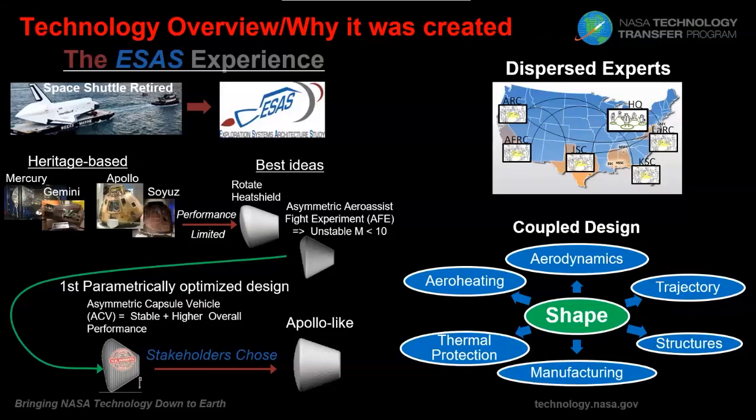And then we proposed this to the stakeholders at JSC. But at the time, we only had limited analysis to show the benefits. And even though there was a good portion at JSC that wanted to carry this technology forward, the ultimate decision was to go back with something Apollo-like, and that's what we now know as the Orion vehicle.